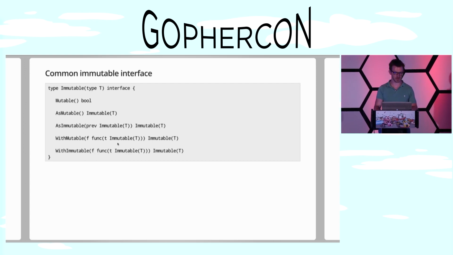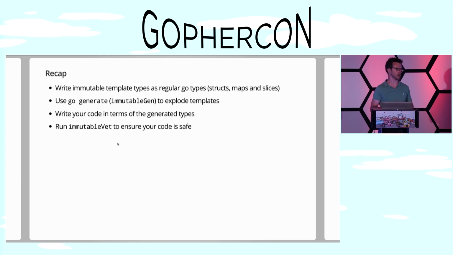So if all this seems absolute garbage, let's just quickly go through a recap here. Write immutable templates as regular Go types, and then use a nice little code generator to generate the actual concrete instances of those. That all happens using Go generate with the immutable generator to explode those templates. That allows you to then write your code in terms of those generated immutable types. And then there's also a tool called Immutable Vet to make sure that your code remains safe and that you're not accessing the internals of the generated types.